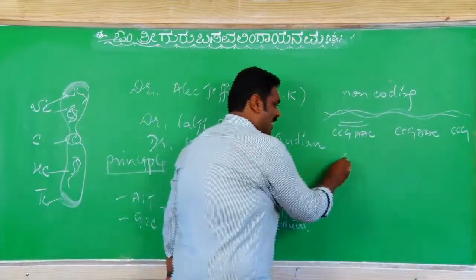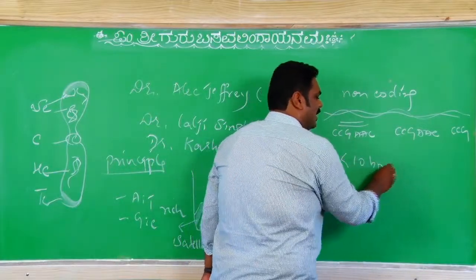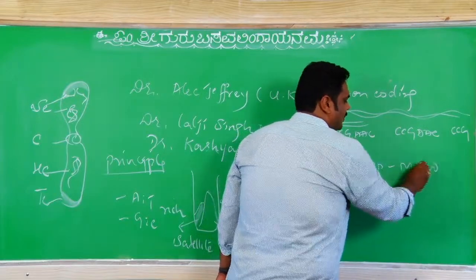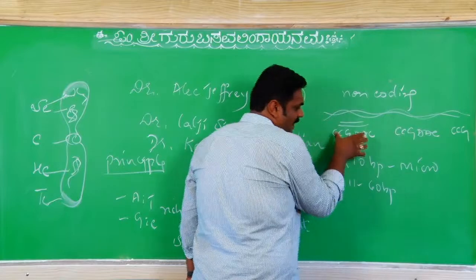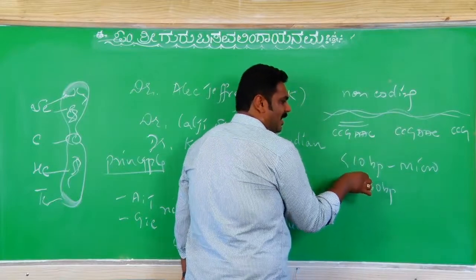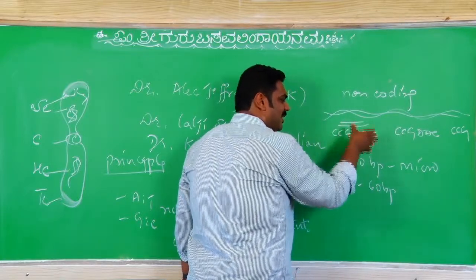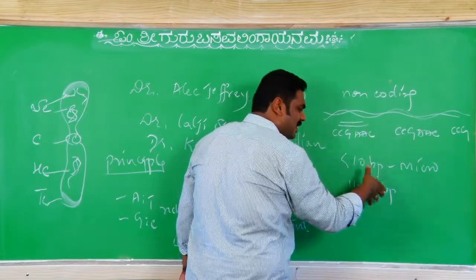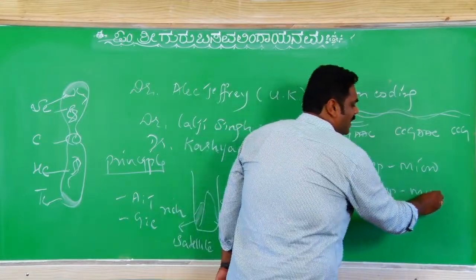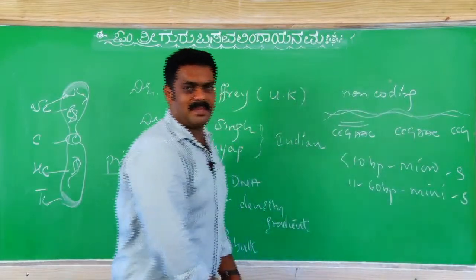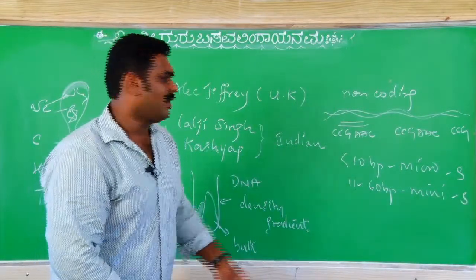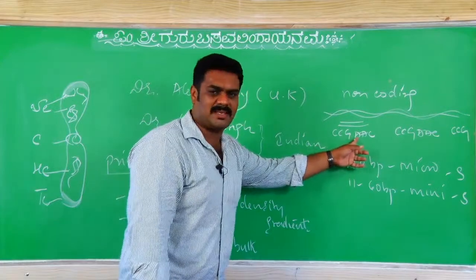Less than 10 base pairs, I call microsatellites. Around 11 to 60 base pairs, if the length of these repeats is within this range, you call it a minisatellite. That was the basis of fingerprinting, because this identity is unique.